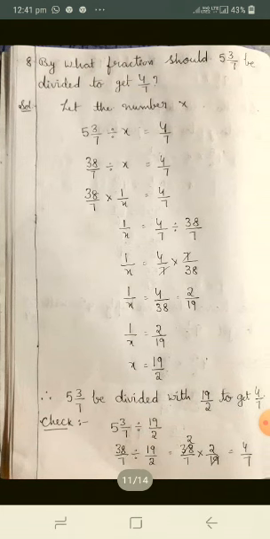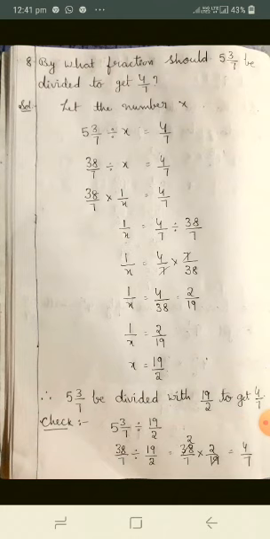Next one. By what fraction should 5 and 3 by 7 be divided to get 4 by 7? Means you have to understand what divisor you have to take to divide 5 and 3 by 7 to get 4 by 7. You don't know, so let the number be x.